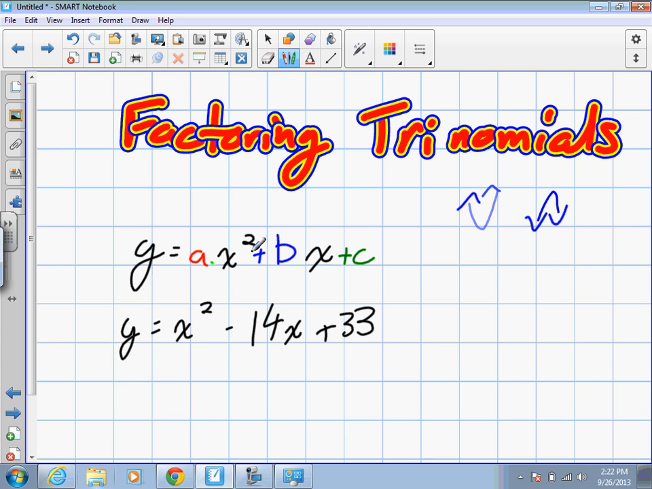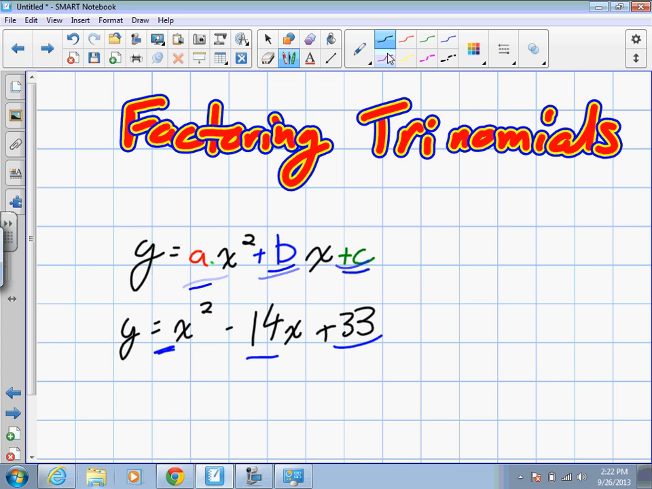Now, what we first have to get used to is determining, and this is kind of like our parent function, this is our a, b, and c, which of these numbers stand for those variables. So, in this case, what is our c number? Positive 33. Good. What's our b? Negative 14. What's our a? That's right. If nothing's there, our a is 1. Today we're going to focus on factoring when the a value is 1. When the a value is 1, there's a very quick way we can go about doing this.